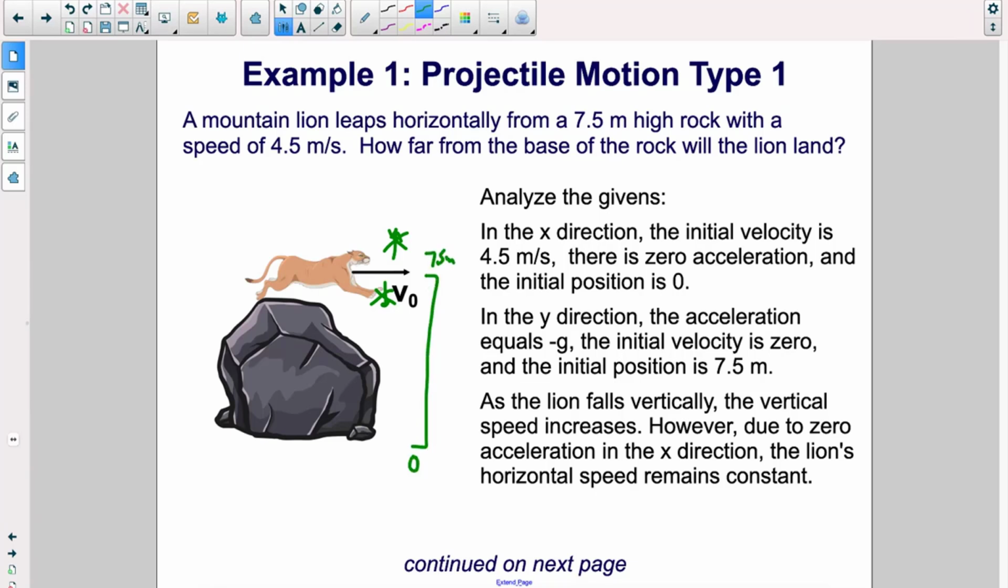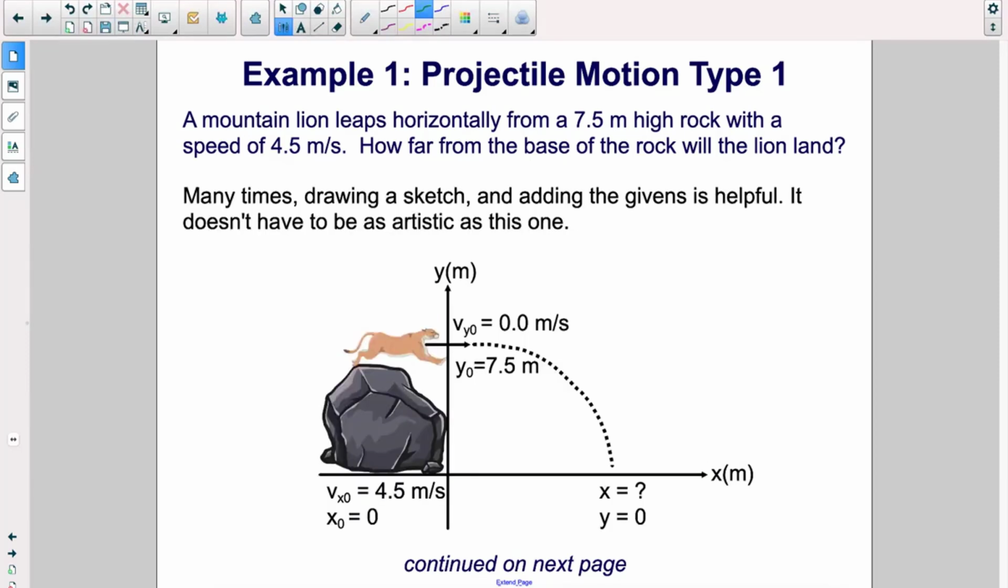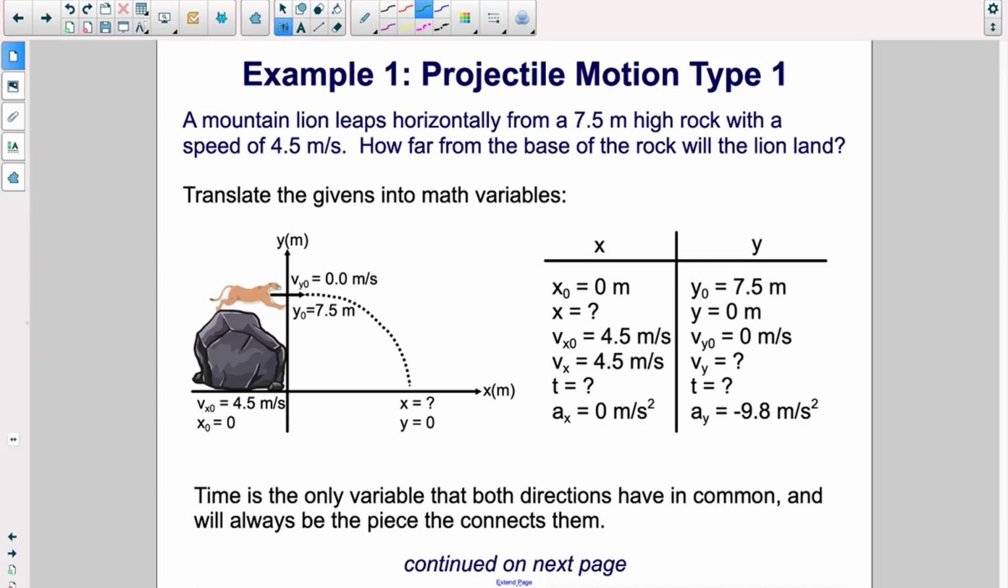As the lion falls vertically, his vertical speed will increase. However, due to 0 acceleration in the x direction, the lion's horizontal speed remains constant. Many times, drawing a sketch and adding the givens is helpful. It doesn't have to be as artistic as this one. Here, we're translating the givens in the problem into math variables. You might be wondering, wow, look, there's only 2 numbers in this question. How are there so many variables here? But these are all of the possible variables.